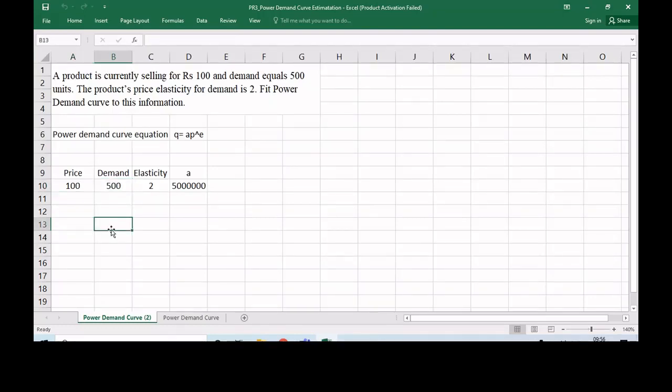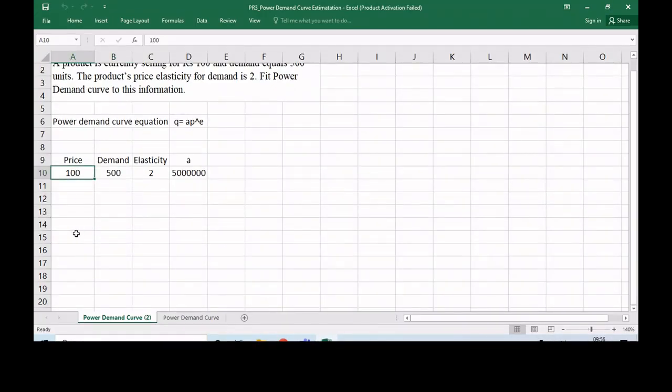Now as far as this power demand curve is concerned, we need more than 2 points. So I already have one price, that is 100. I am taking two or three more with an interval of 10. So the next price is 90, then 80, then 70. Similarly, I'm taking 110, 120, 130. There is no rule. You just have to take more than 2, 3 prices, and then in the demand again you have to enter the formula.